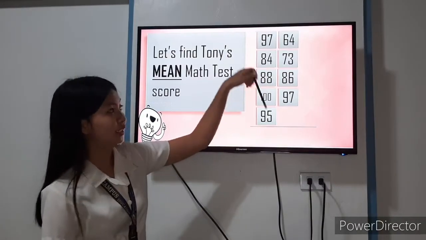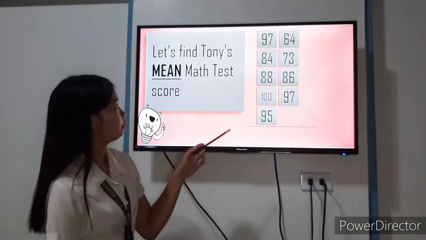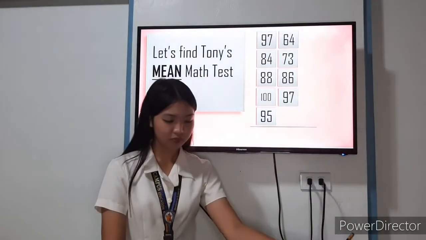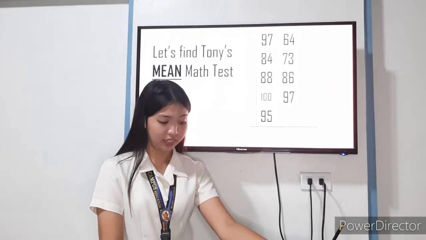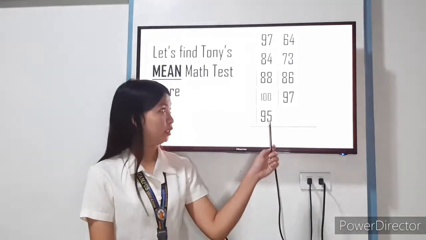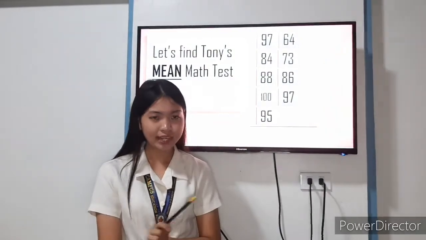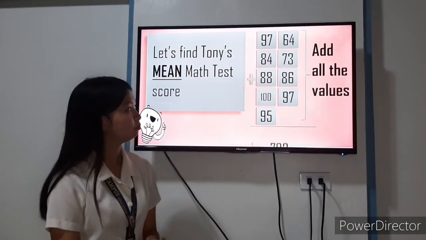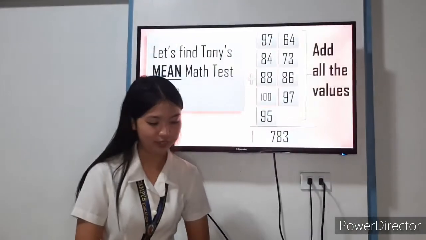This number, we call it data. This set of data is the score of Tony in his math test. So we can see 97, 84, 88, 100, 95, and so on. So the first step, according to the last slide, we need to add all the data. So the sum of all this data is 783.